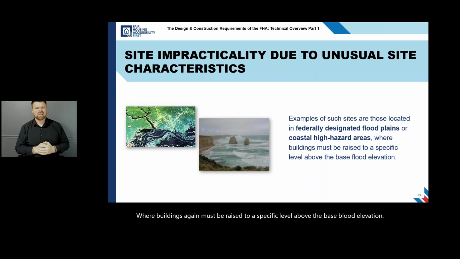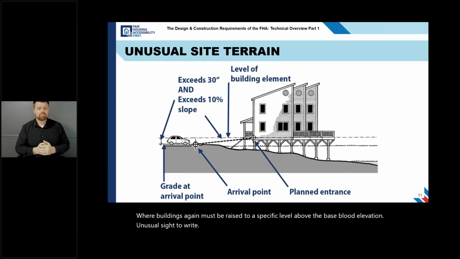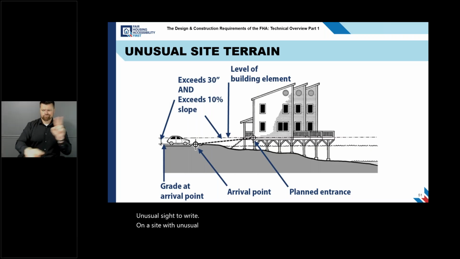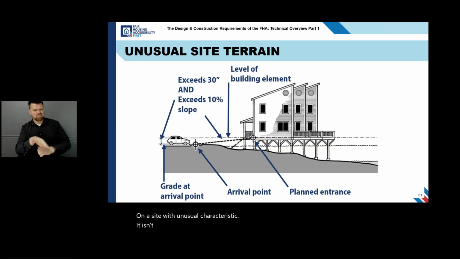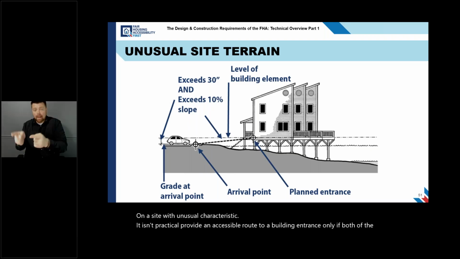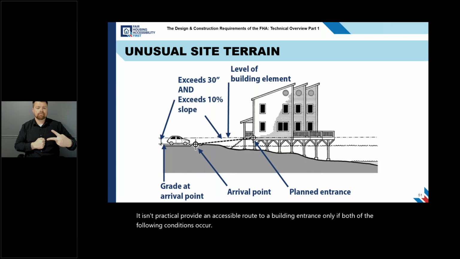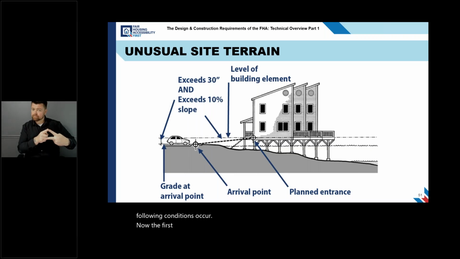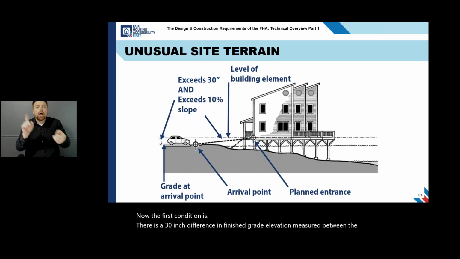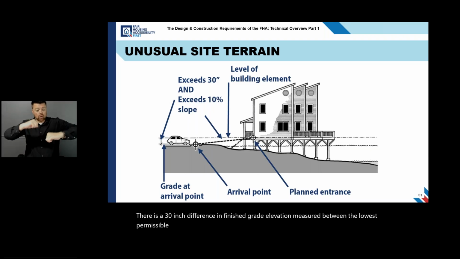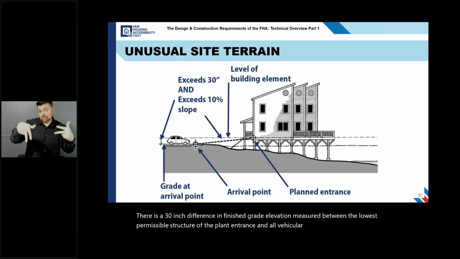Unusual site terrain. On a site with unusual characteristics, it is impractical to provide an accessible route to a building entrance only if both of the following conditions occur. The first condition is there is a 30-inch difference in finished grade elevation measured between the lowest permissible structure of the planned entrance and all vehicular pedestrian arrival points within 50 feet.